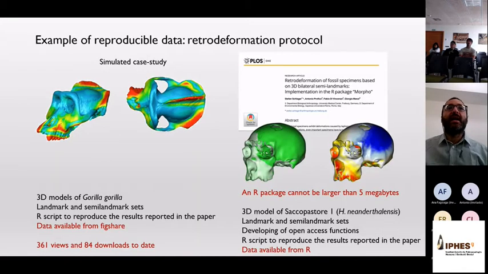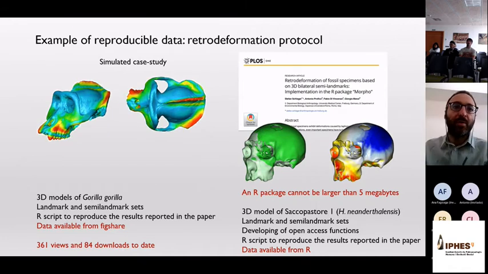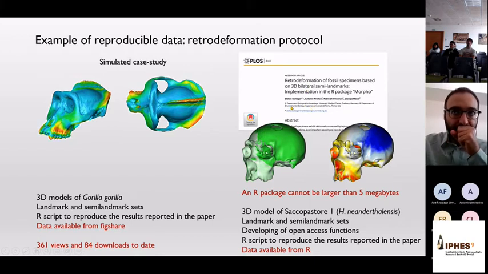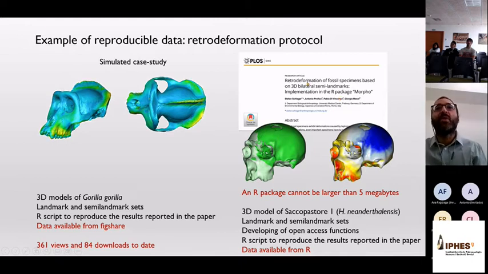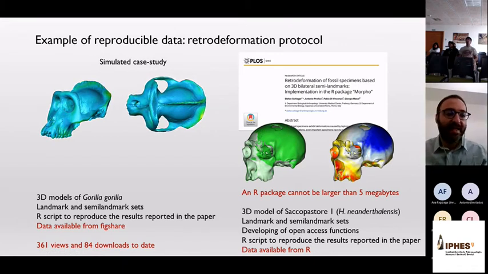Now, here is some example of data sharing in virtual anthropology. This is a paper published by Stefan Schlager, me and colleagues. And here, for example, we propose a new method to symmetrize distorted specimens due to taphonomic processes. So in this case, this was a new function, a new method. So it was very important to test the performance of this algorithm compared to previous ones.